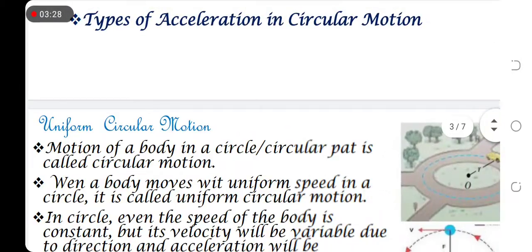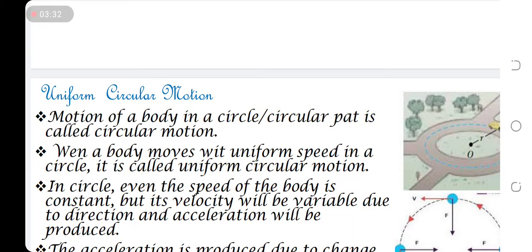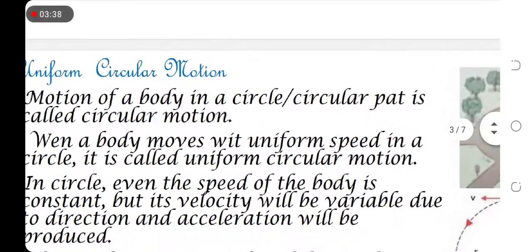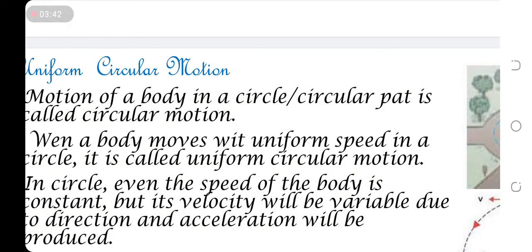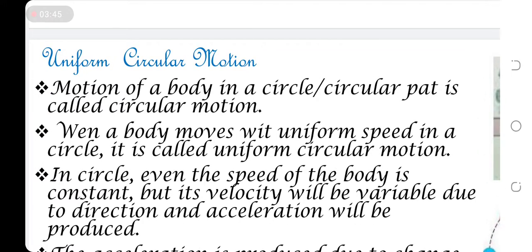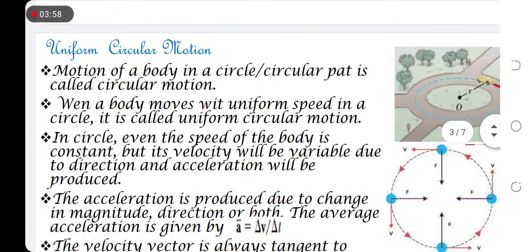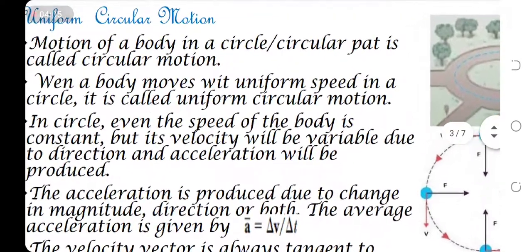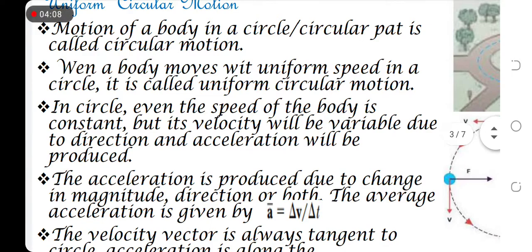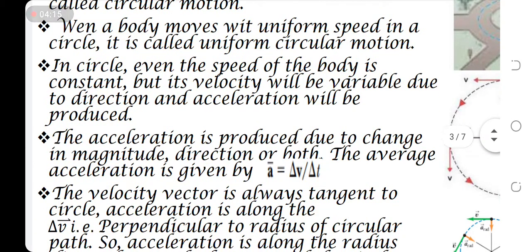Now we'll see the definition of circular motion, then uniform circular motion. Motion of a body in a circle or circular path is called circular motion. But when a body moves with uniform speed in a circle, it is called uniform circular motion. In a circle, even if the speed of the body is constant, its velocity will be variable due to change in direction. If velocity changes, then acceleration will be produced.